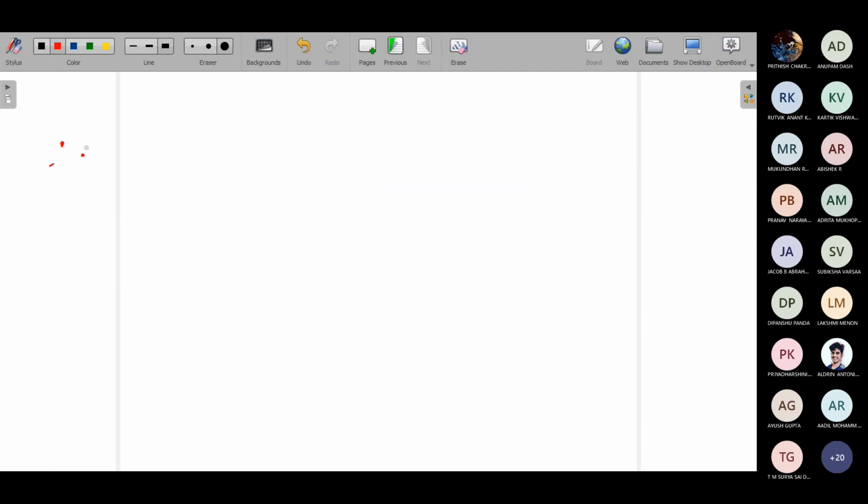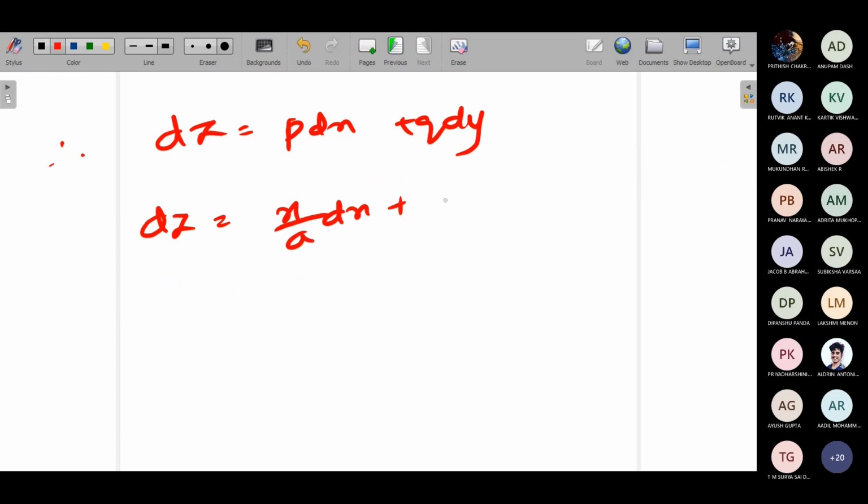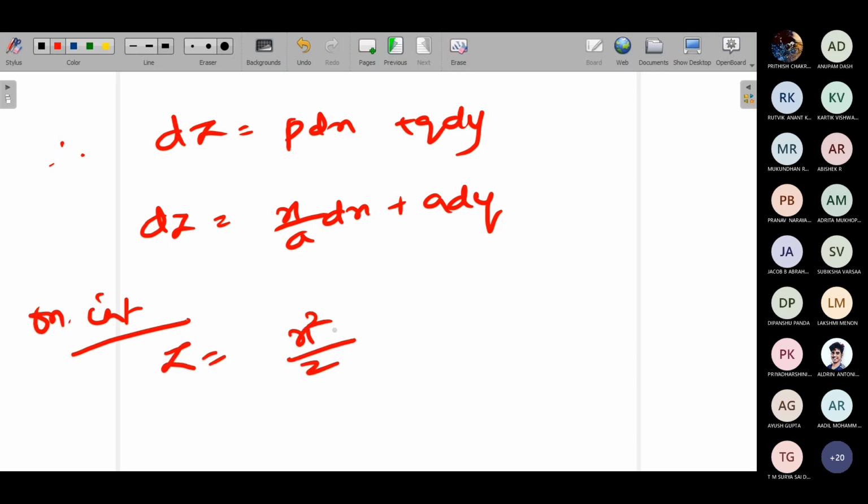Therefore dz equals p dx plus q dy. So dz will be equal to x by a into dx plus a dy. Integrate this. On integration, we get z equals x square by 2a plus ay plus c. You can write c as b. All those are arbitrary constants.